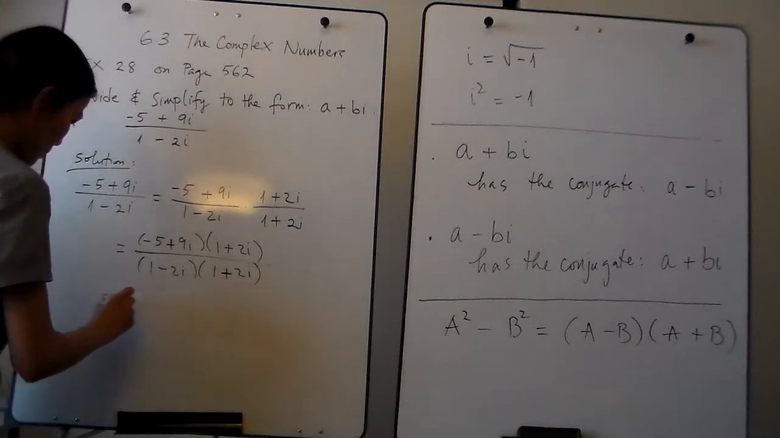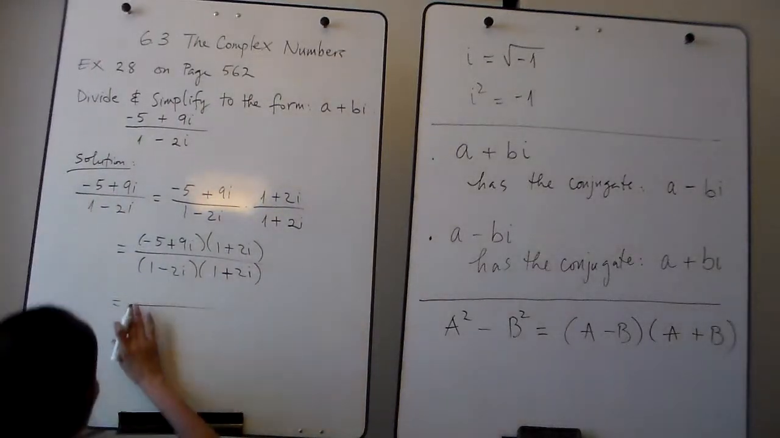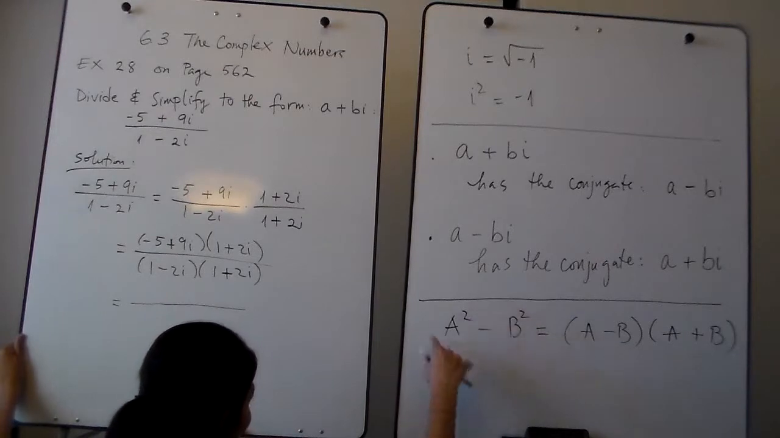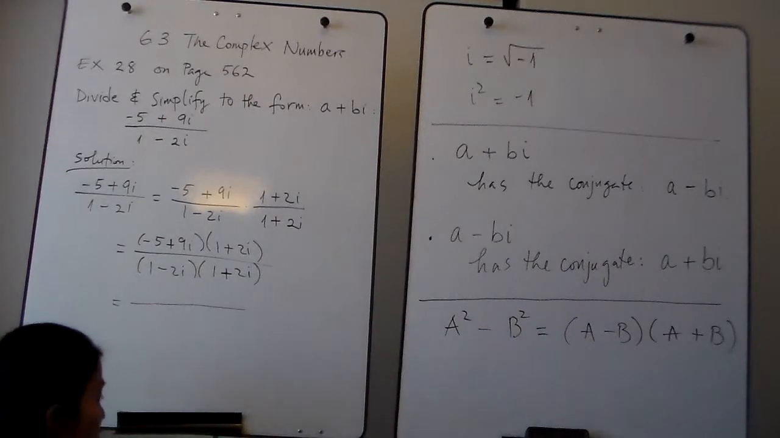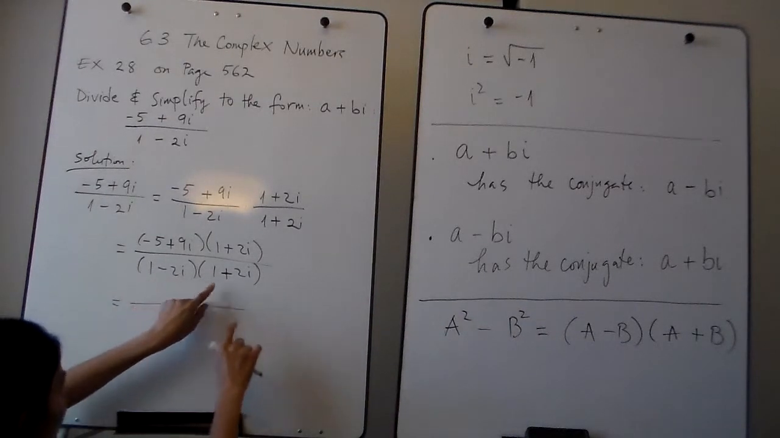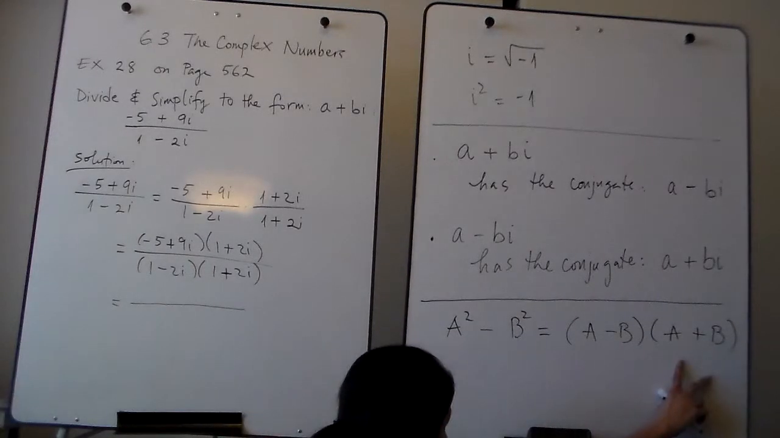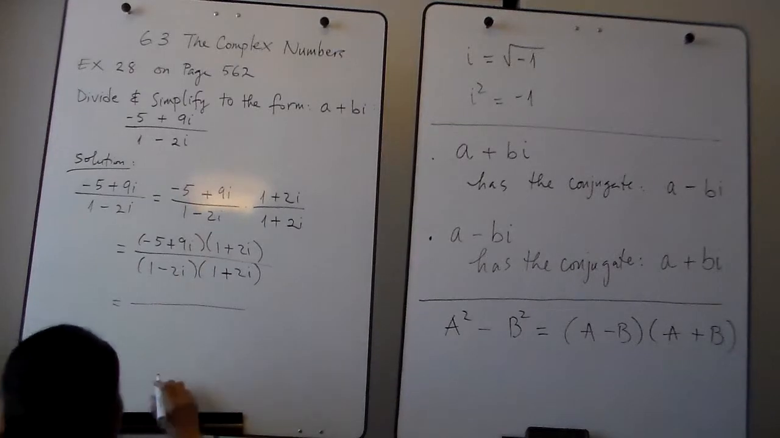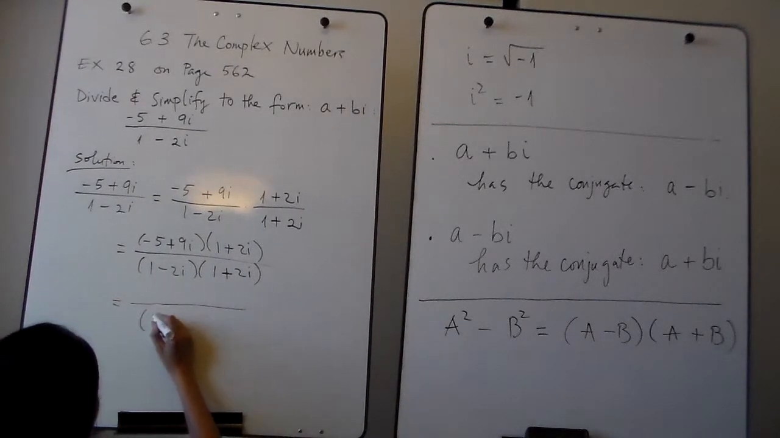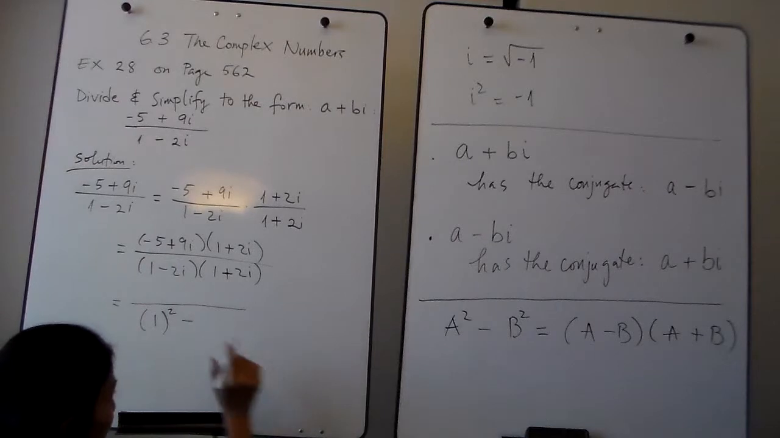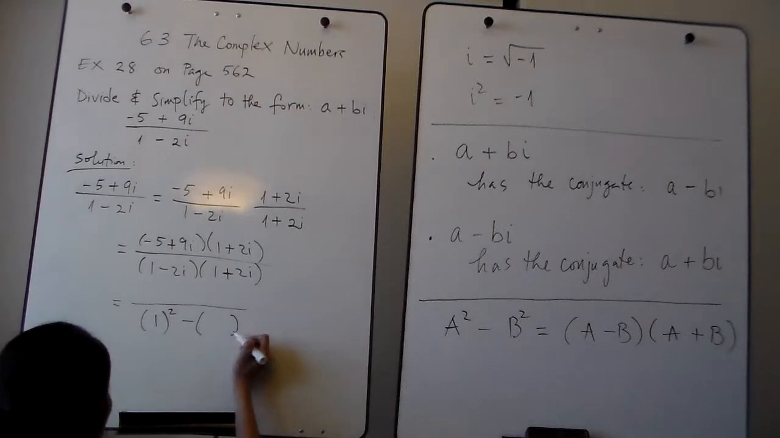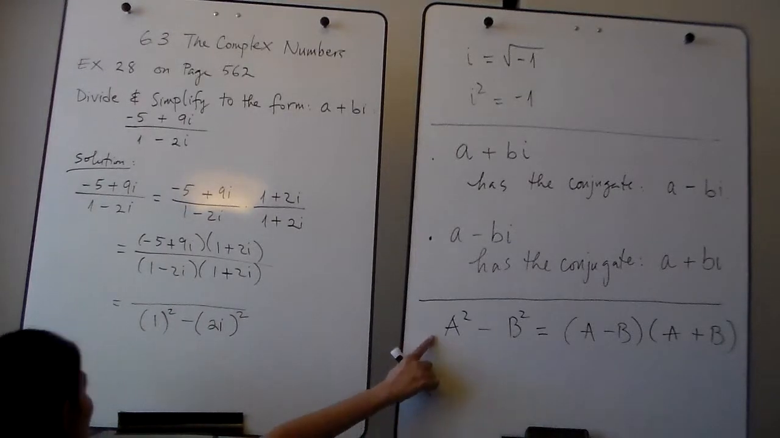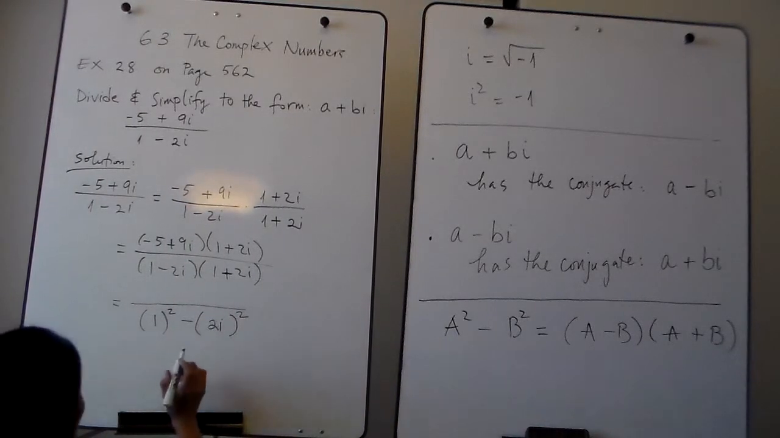So, for simplifying the denominator, I'm going to use the formula difference of squares, okay? Because we have a minus b times a plus b. I follow this pattern here, so you can simplify this to a squared minus b squared. So a squared is 1, and b in this case is 2i. Okay, using this formula to simplify the denominator.